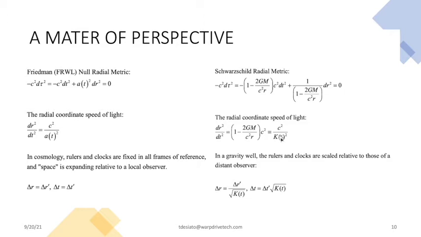Note, the two equations are typically interpreted differently. The Friedmann equation interprets A of t to represent the expanding size of the universe, where rulers and clocks are fixed constants, rigid. Whereas the Schwarzschild solution interprets rulers to undergo length contraction and clocks undergo time dilation when inside a gravity well. These are the physical effects that give us black holes, for instance.